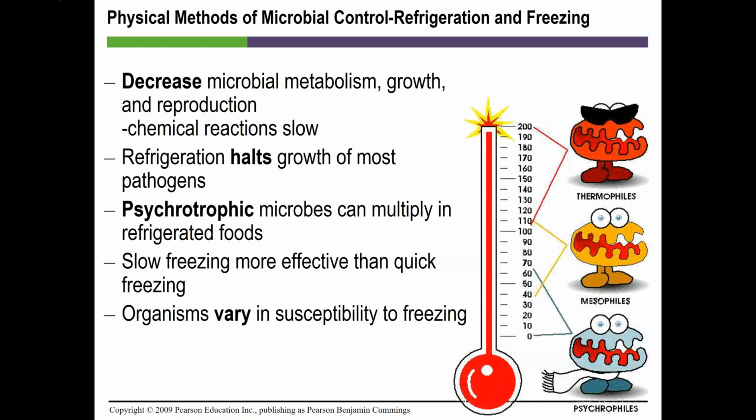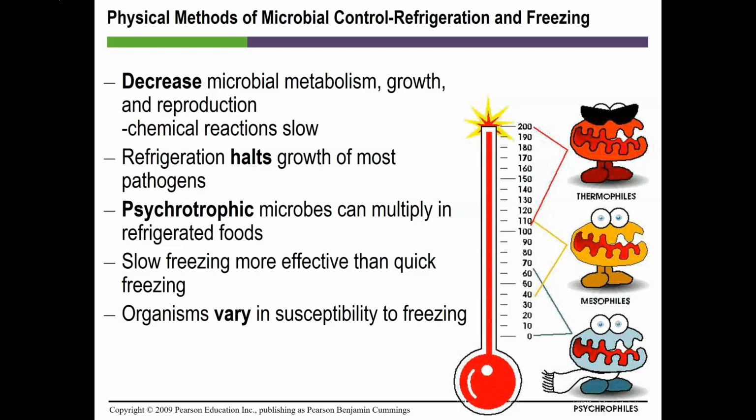If we're going to chill something down, then when we cool the temperature down, we are decreasing microbial metabolism and slowing down all of those chemical reactions, including all of the enzymatic reactions within the cell. If you place microbes in the refrigerator, for the most part, you're going to halt the growth of most pathogens. I've mentioned the exception, the term psychotrophs.